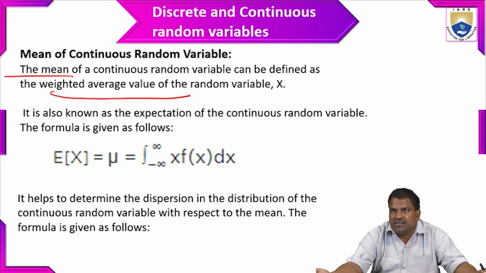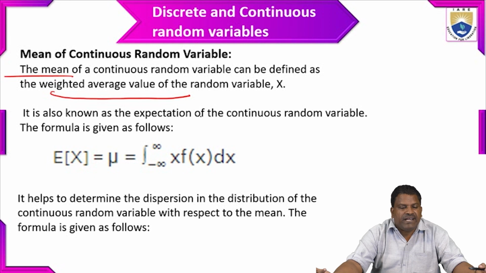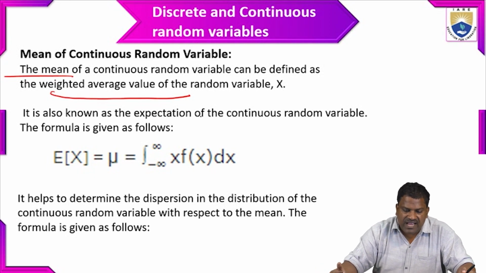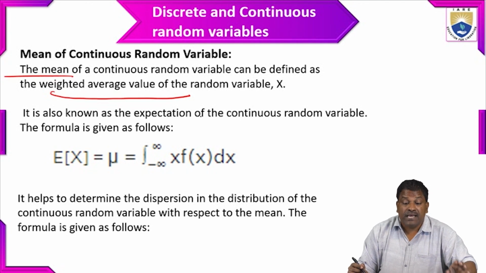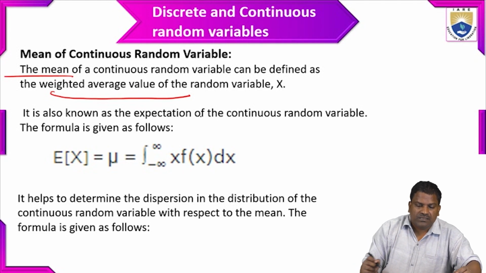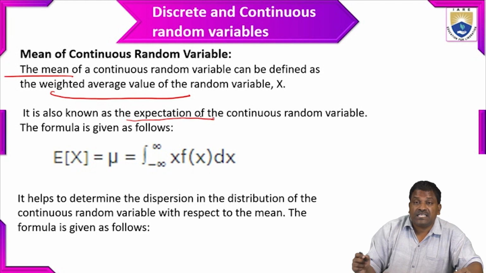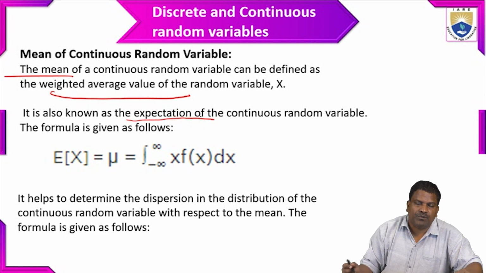Means what we are doing. Mean means sigma f of x divided by the number of values n. Mean means the total sum of values divided by the number of values. So the mean of a continuous random variable can be defined as the weighted average value of the random variable x. It is also known as expectation. I told you before, this mean is also known as expectation of the continuous random variable.